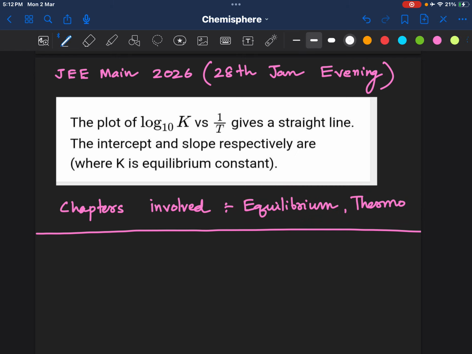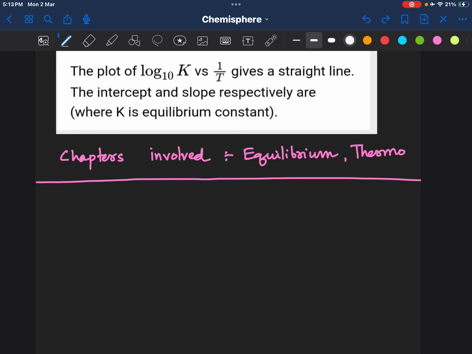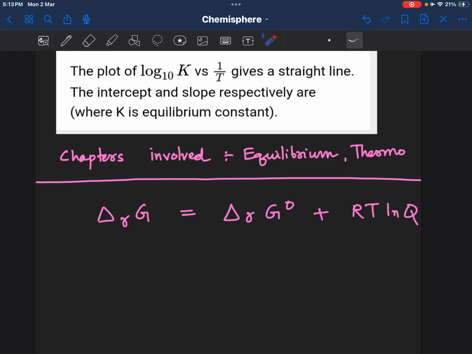So let's proceed. We know that according to thermodynamics, for this reaction, delta Rg is equal to delta Rg naught plus RT ln Q, where we will understand the meaning of each and every term. Delta Rg is the change in Gibbs free energy of the reaction at any state. Delta R G naught is the change in Gibbs free energy of the reaction at standard state, because a naught is involved. R is the gas constant, T is temperature, ln is logarithm base e, and Q is the reaction quotient.